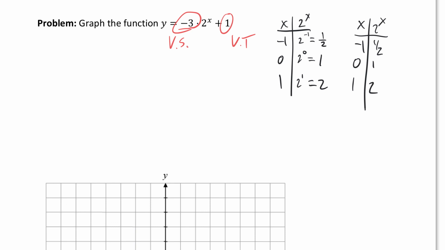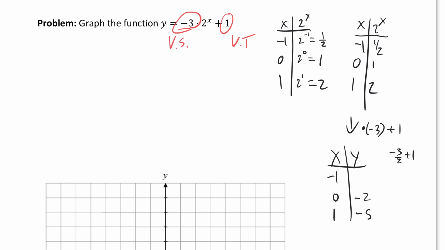Now we take these and we have to transform them into a new table of values, where the x values stay the same, -1, 0, and 1, but the y values get multiplied by -3, and then add 1. Let's start with the easy numbers. So 2 times -3 is -6, plus 1 is -5. 1 times -3 is -3, plus 1 is -2. 1/2 times -3 is going to be -3/2, plus 1, which is going to be -1/2.